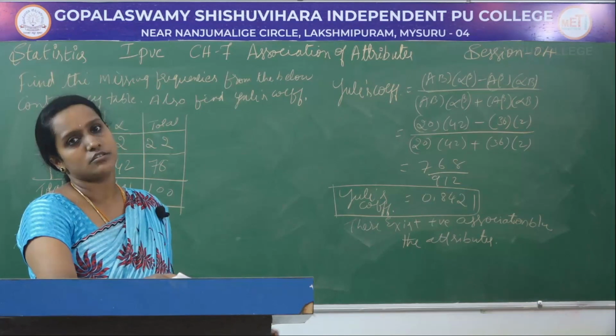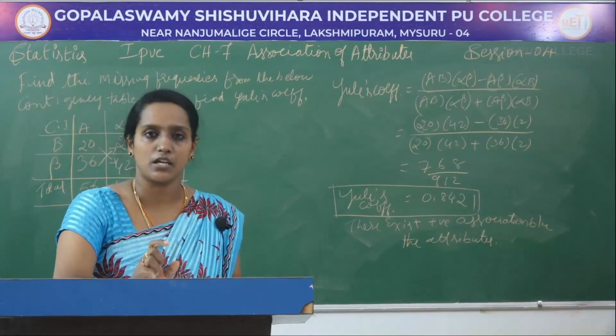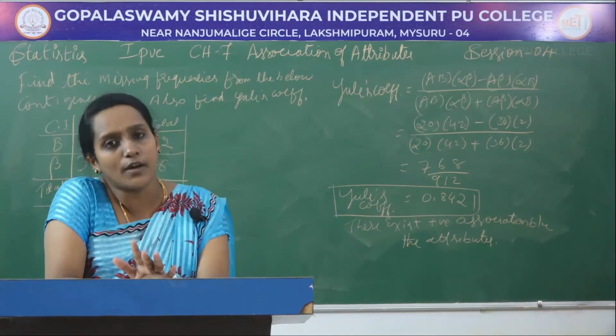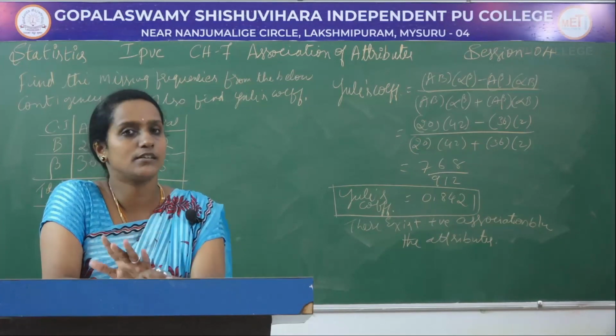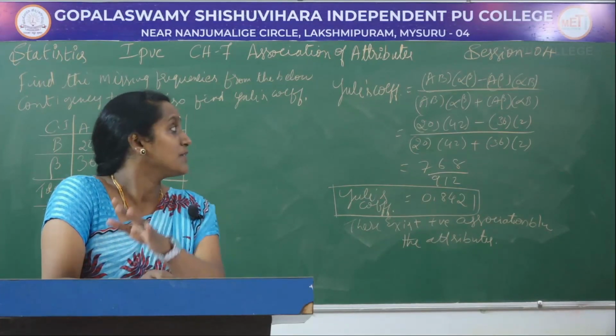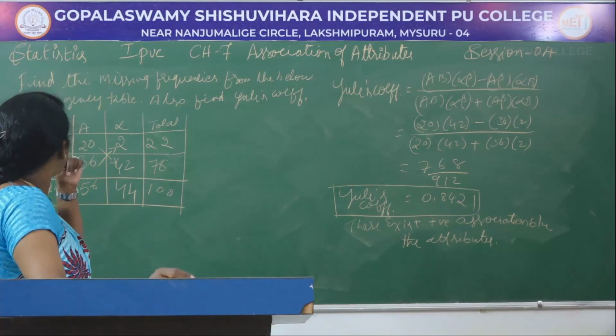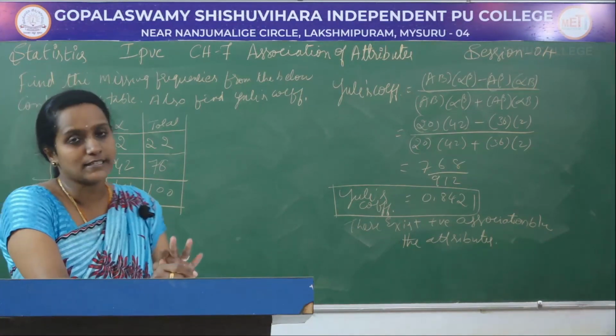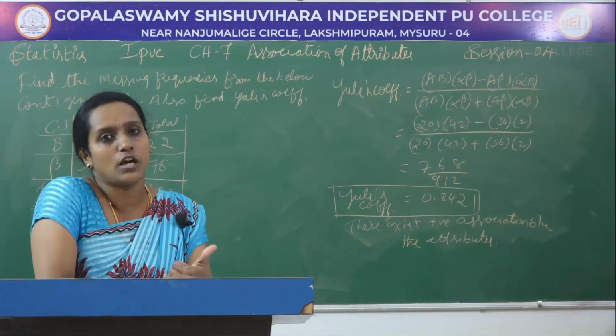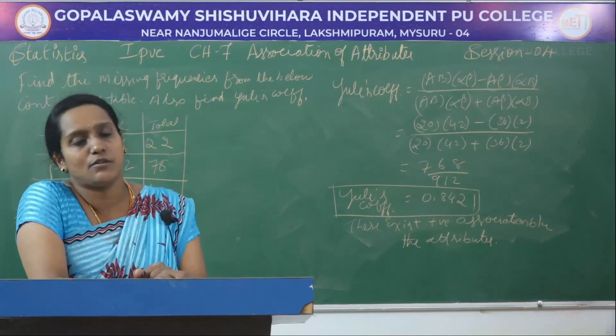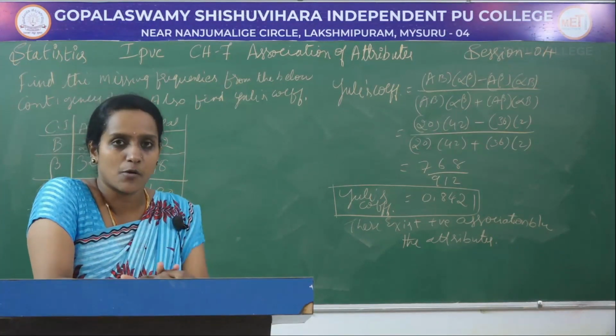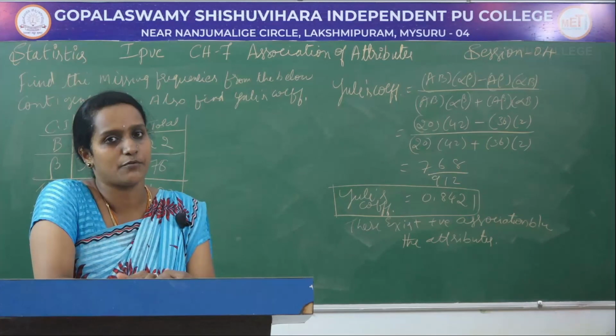For your examination, this Yule's coefficient is very important. If they ask only to find the missing values, you just complete this table, and that will be for 2 marks. If you want to find the Yule's coefficient along with the comment, this will be for 5 marks, and this is a very important concept from the exam point of view.